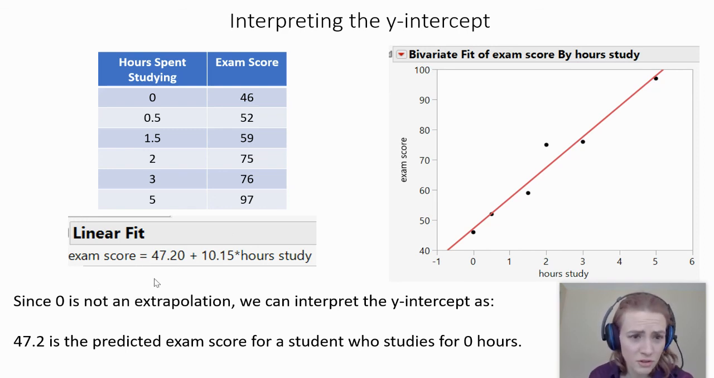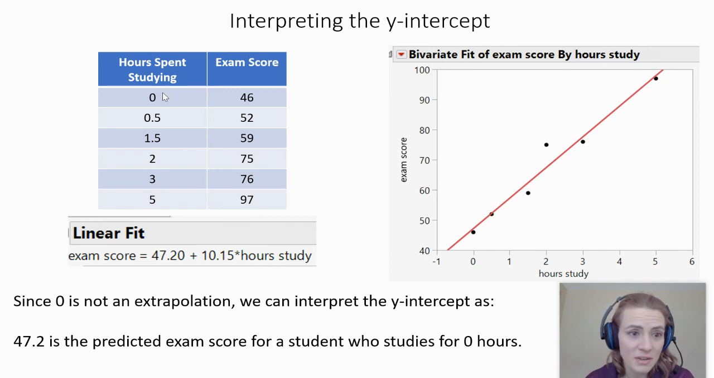But we can go a little further this time. Because it's not an extrapolation, we can put it in context and say, for a student who doesn't study at all, we predict that their score would be 47.2 points. Now, this is actually a quick and easy residual we can calculate. For someone who doesn't study, we'd predict that they would score 47.2 points.